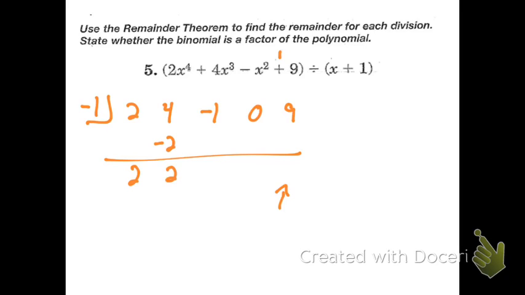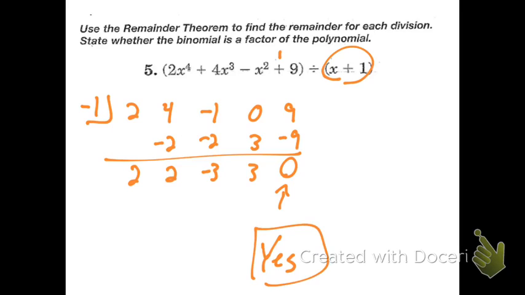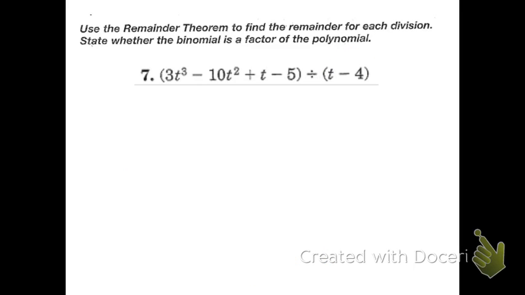So 2 times negative 1 is negative 2. Add, we get 2. 2 times negative 1 is negative 2. Add, we get negative 3. Negative 3 times negative 1 is a positive 3. We add, we get 3. And then 3 times negative 1 is negative 9. We get 0. Since this is a 0, then we know that this is a factor. So yeah, way to go. 1 down in this section.